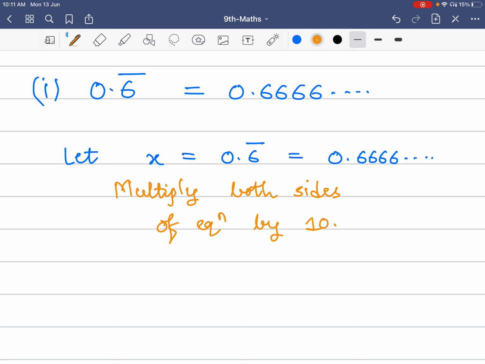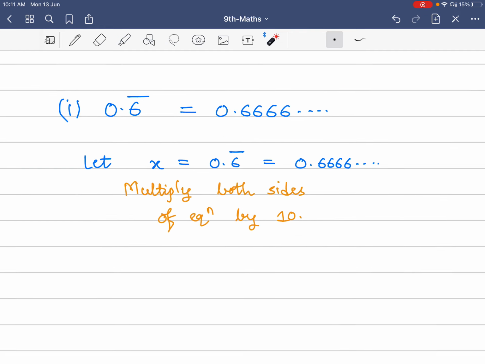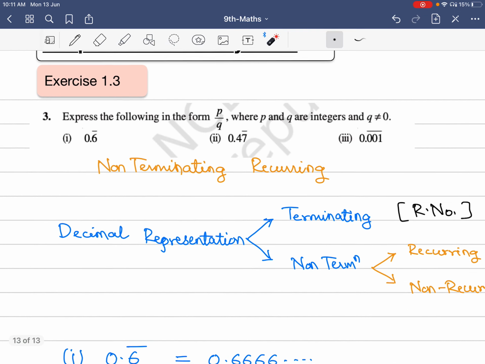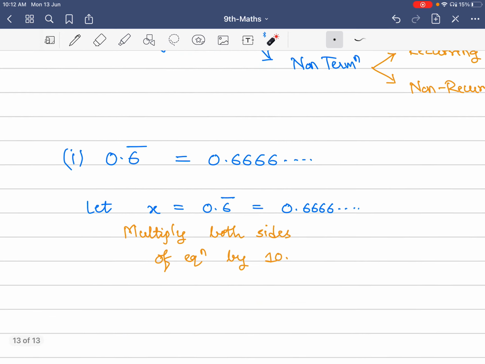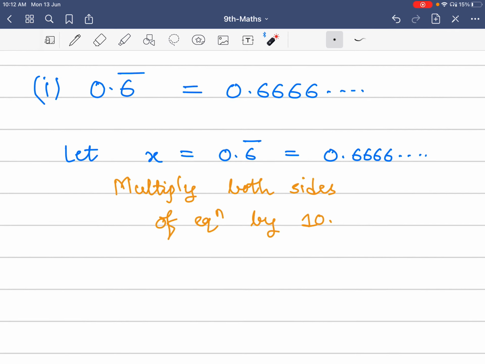Why am I multiplying by 10? Because there is a single digit under this bar. If there is a single digit under the bar, I will multiply by 10. In other examples, as we can see here also there is a single digit under the bar, so I'm going to multiply by 10. Here there are three digits under the bar, so I'm going to multiply by 1000. So the number of digits under a bar in a decimal representation will determine by what you should multiply both the sides of the equation.